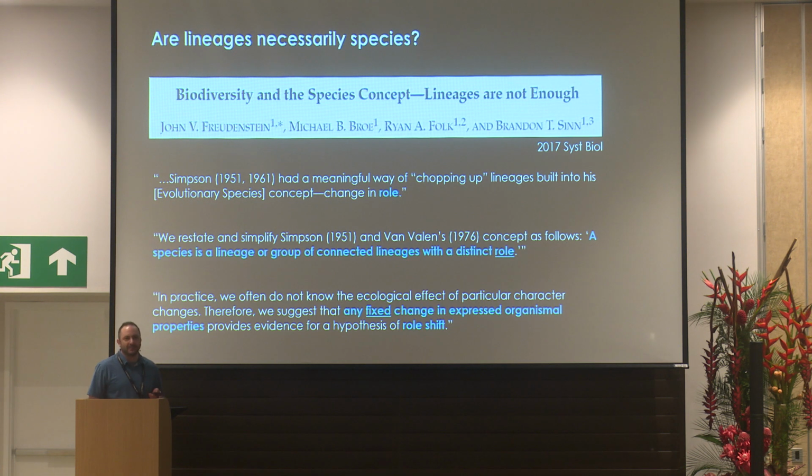Right? And so the problem is it's hard to define ecological niche, i.e. role. So we have to have an objective way of doing this, or at least a way of leading us to hypotheses of role shift. The requirement here is that any fixed change in expressed organismal properties provides evidence for a hypothesis of role shift. Then if you've identified that, you could take a closer look and see whether this phenotypic or physiological change that's fixed in two different populations really does have ecological meaning.